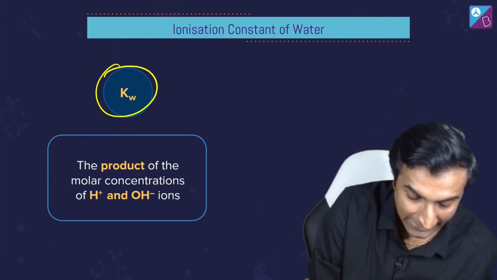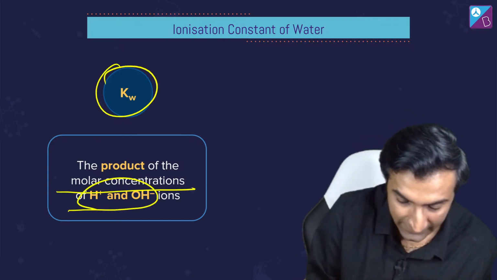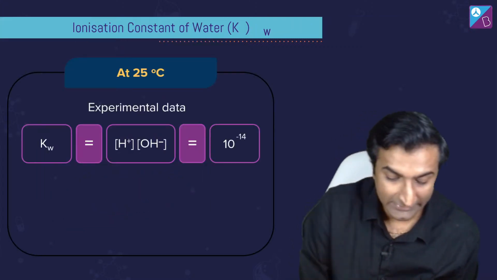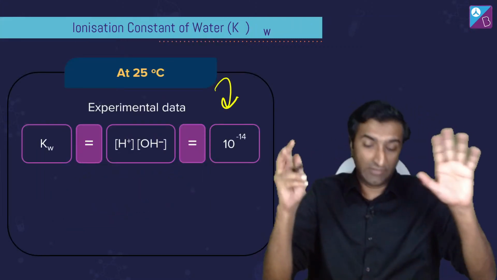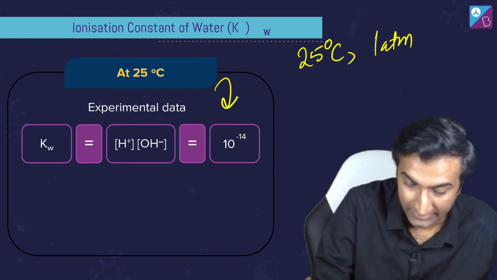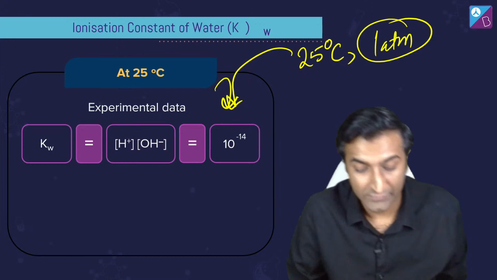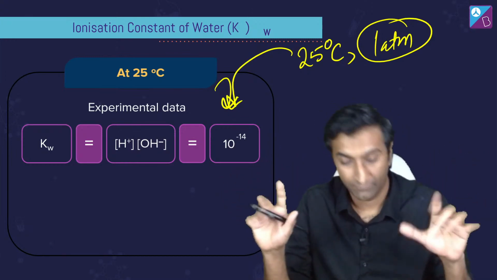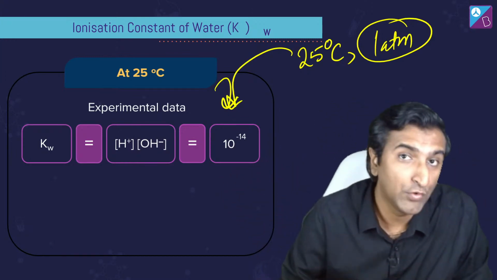खैर, what is Kw? It is the product of molar concentration of H plus and OH minus ions. And this is experimental, that it is, again, at 25 degrees Celsius, 1 atmospheric pressure, etc. इस पे this value is 10 power minus 14. You'll notice मैंने कोई units नहीं लिखे.